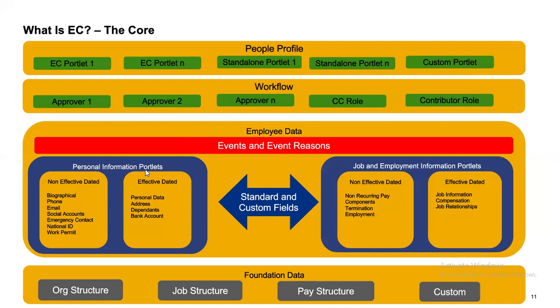Okay, so we have the personal information portlet and the job and employment information portlet. In the personal, we have the biographical, that is non-effective dated. For example, the Aadhaar card will not change as per the date. The number will be the same at any time. National ID, as I told you. The email you are using for personal would be the same. We would not really change our email ID. Okay, effective dated, what is that? Address, anytime you have a change in that. Then the dependents: maybe you are not married as of now, once you are married, your spouse will also be in that. Then bank account. All these things are in the personal information.